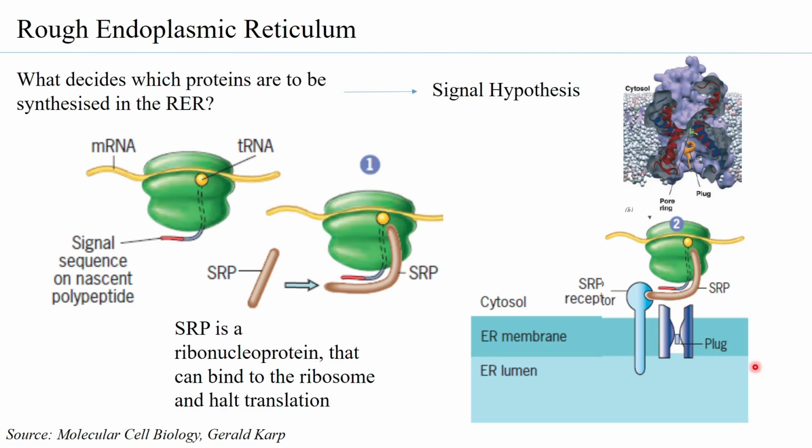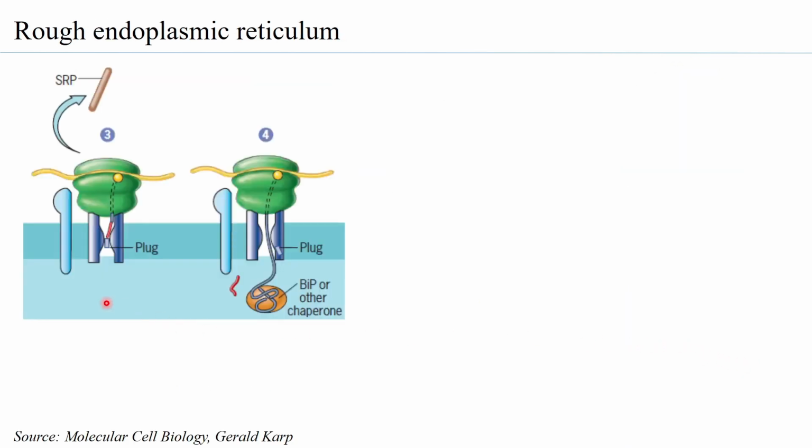So what happens next? What happens next is that the SRP, on binding to the SRP receptor, immediately has its GTPase activity, such that the SRP GTP becomes SRP GDP. In the SRP GDP form, it no longer has affinity to bind to the ribosome and to the signal peptide, so it leaves.